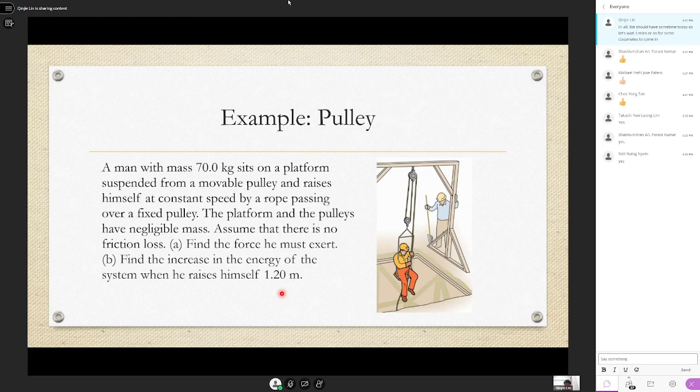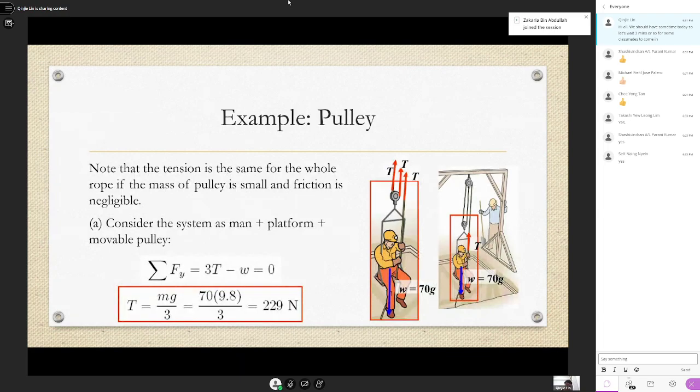So we do part A first. Find the force he needs to exert. Force, right? When we see force, what's the first thing we should think of? Free body diagram, correct? When we talk about forces, the first thing you do is always draw out the free body diagram. So for this question, you are going to ask yourself, how should you make the cut to draw the free body diagram? You want to isolate this body, which is himself. So naturally, you will make a cut somewhere above him.